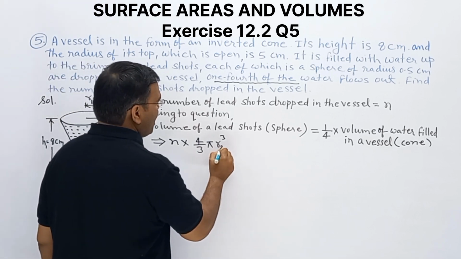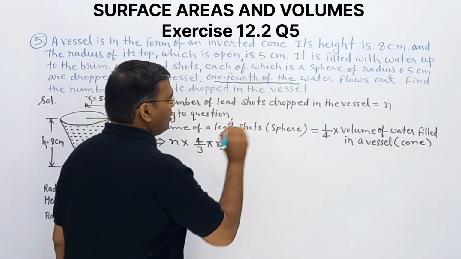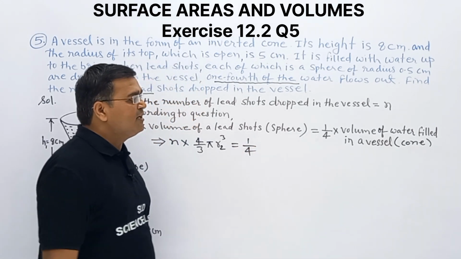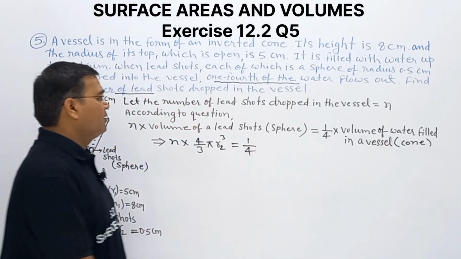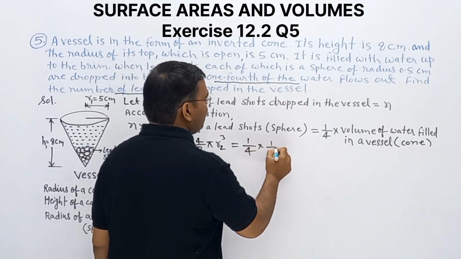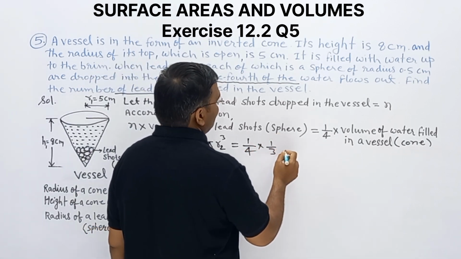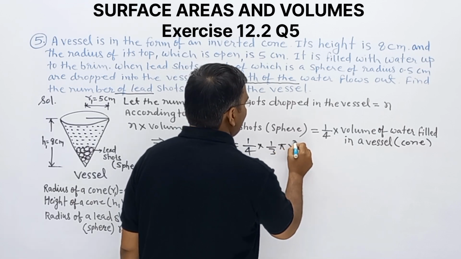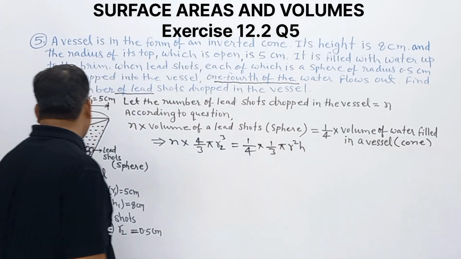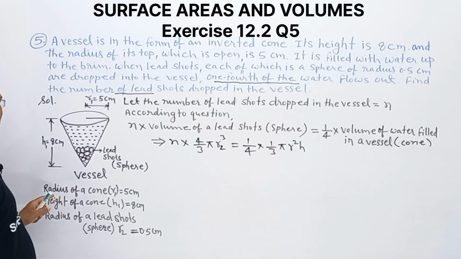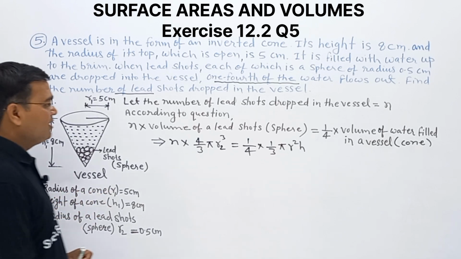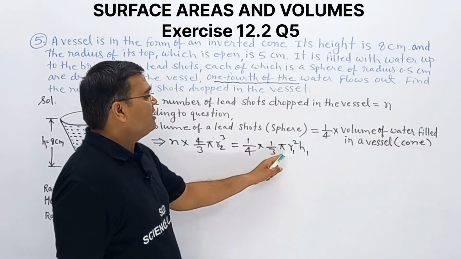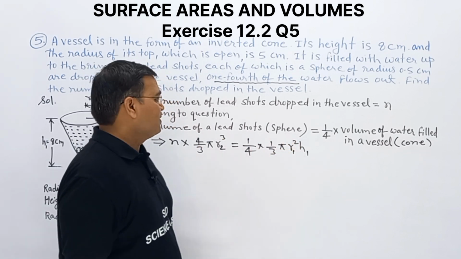But we assumed the radius of a lead source is R2. So we will put R2 cube equal to 1/4 of the volume of water filled in a vessel. It means the volume of a cone, and the volume of a cone is one third of the volume of a cylinder, which is pi r square h. But for the cone, we are taking the radius as r1 and the height as h1. So 1 upon 3 pi r1 square into h1.